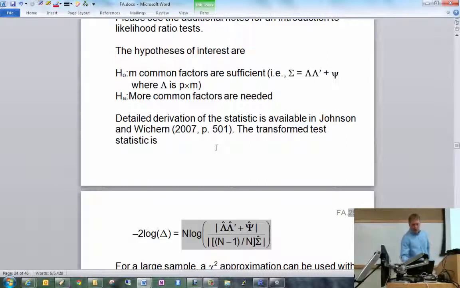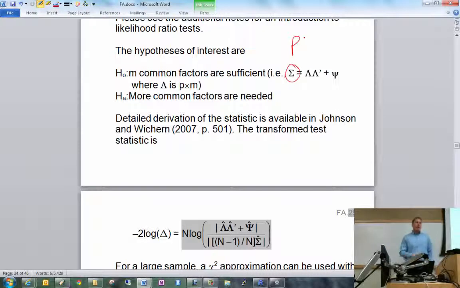Note that I have written this in terms of my factor analysis equations here, where I have a sigma. You could also replace that with P2. It's just I happen to write it in terms of sigma. The alternative hypothesis is, oh, wait a second. You're going to do better if you have more common factors. Okay?